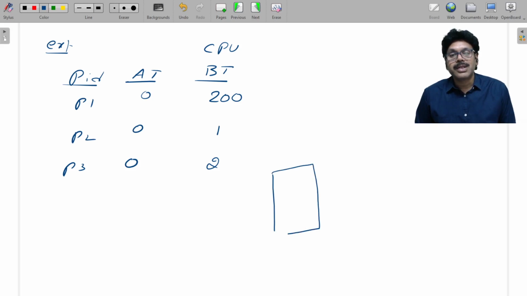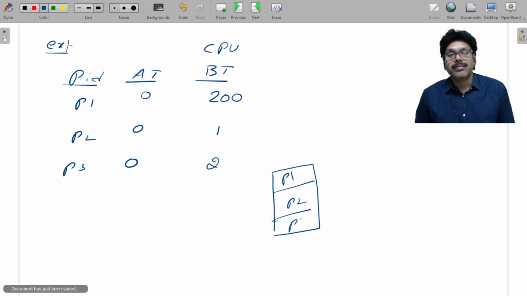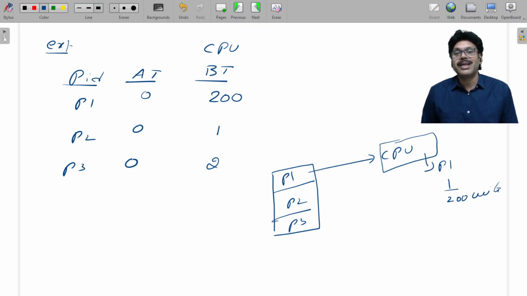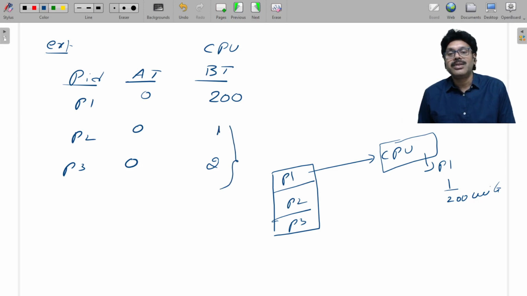Right now the ready queue consists of P1, P2, and P3. P1 is sent to the CPU because it has come first. It needed 200 units, so it is staying with the CPU like anything, using more resources of the CPU. Then in this case, what happened? You are not giving any chance to P2 and P3, though they need only 1 and 2 units.